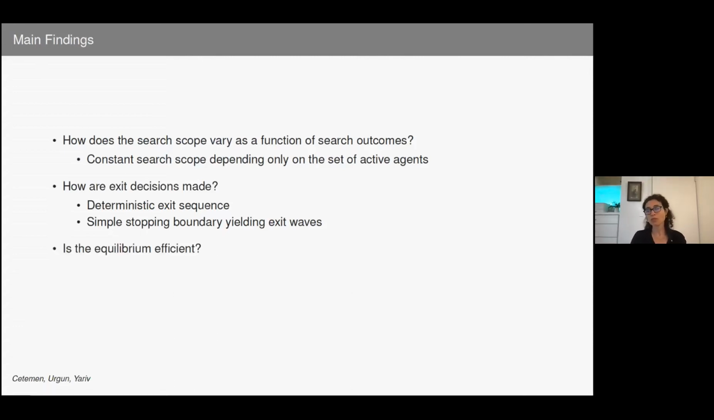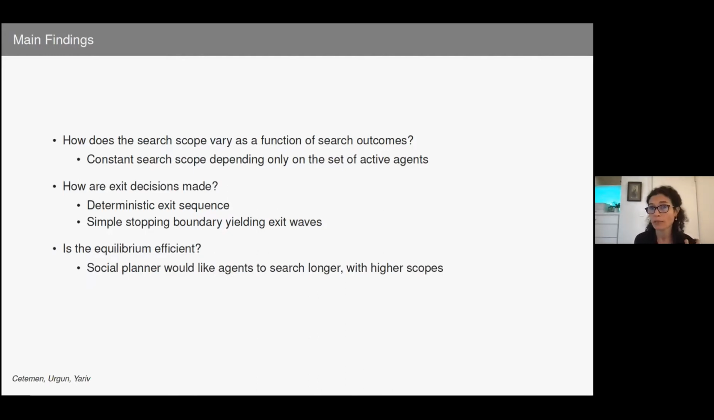And in terms of efficiency, there are externalities all over the place here, so you won't be shocked to hear that equilibrium is inefficient, but we can actually identify what form the inefficiencies take. And if I have time, I'll show you that the social planner would like agents to search longer with higher scopes and might implement a different sequence of exit waves, which is perhaps more interesting. The first bullet point is more an artifact of externalities directly.